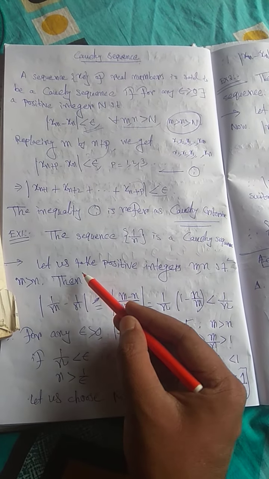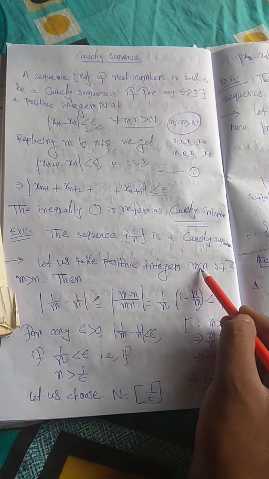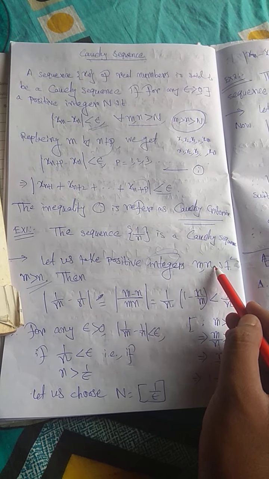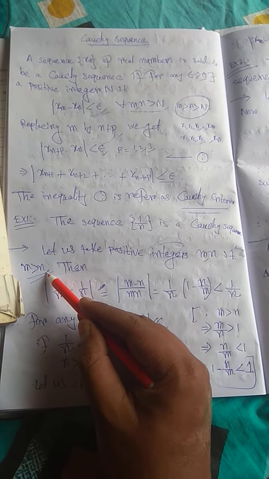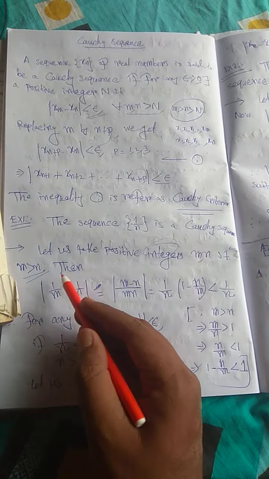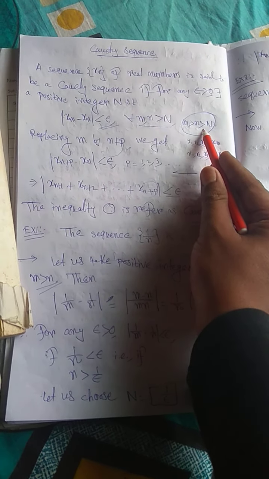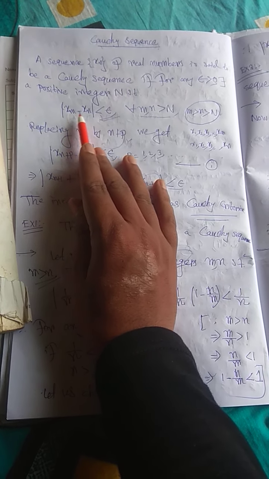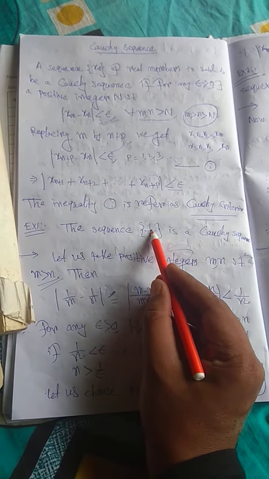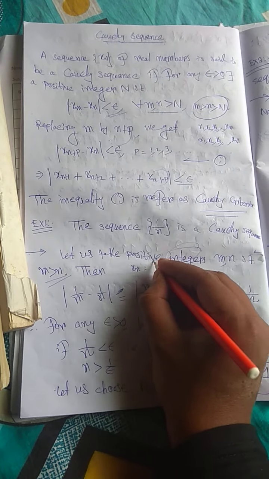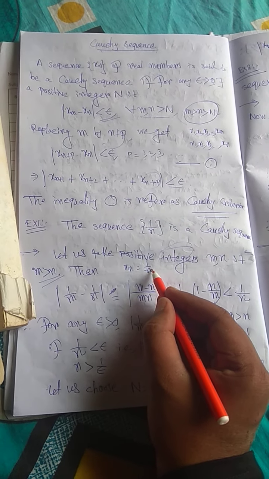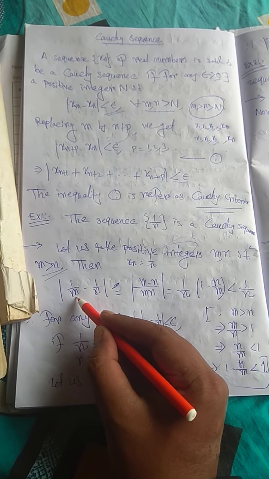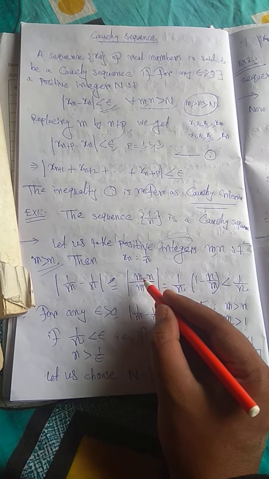For this, let us take positive integers m, n such that m is greater than n. I am choosing two positive integers m and n such that the first one is greater than the second one. We have to show this is a Cauchy sequence. So first calculate the difference xm minus xn. Here xn is 1 by n, so xm is 1 by m and xn is 1 by n. Taking the LCM, it will be mn, then m minus n.